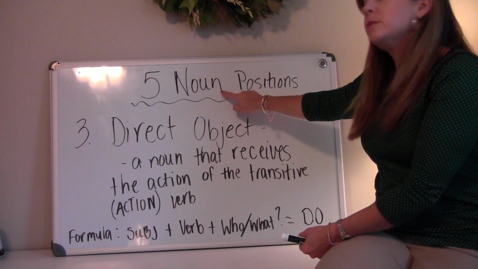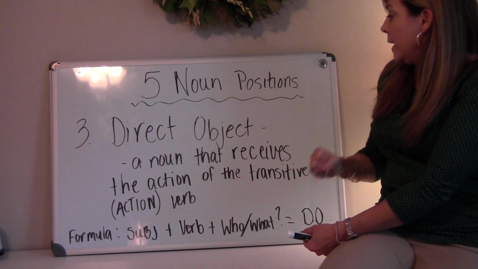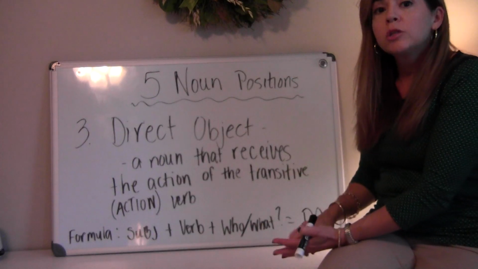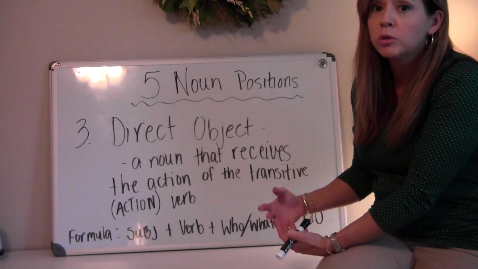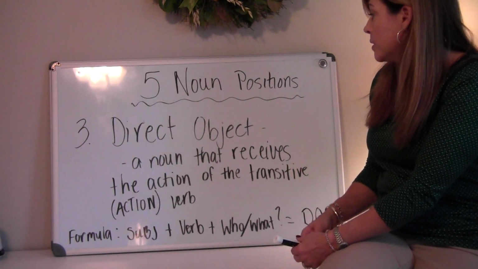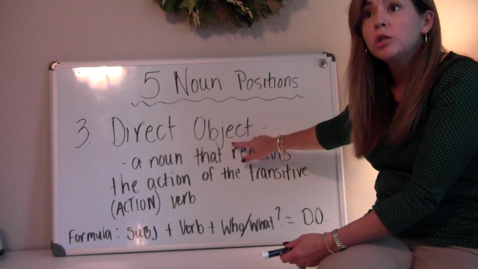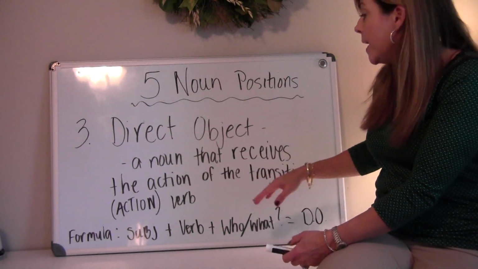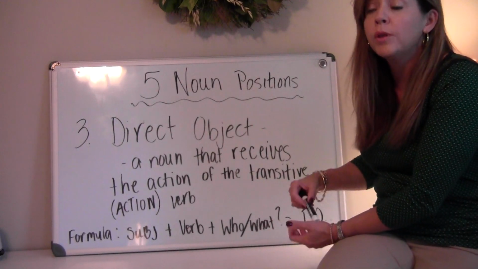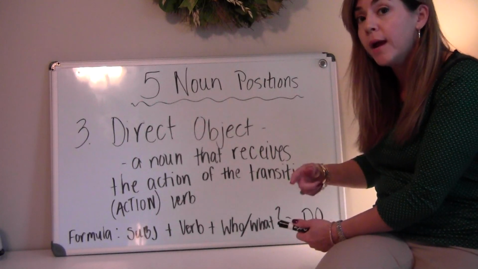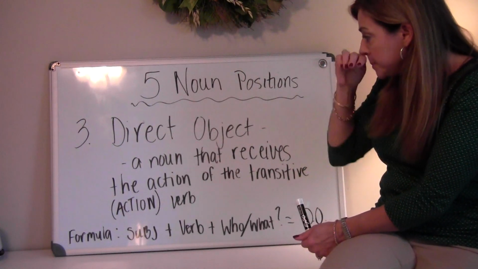Again, since it's a noun position, we know that this direct object is a noun. And it's a noun that receives the action of a transitive verb, and transitive is just a term which means action. In order to have a direct object, you have to have an action verb. There cannot be a direct object with a linking verb. We'll talk about that 5th job in just a little bit.